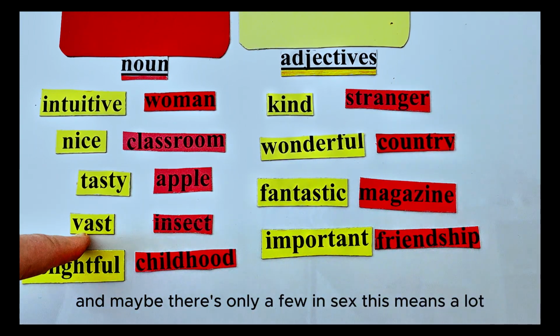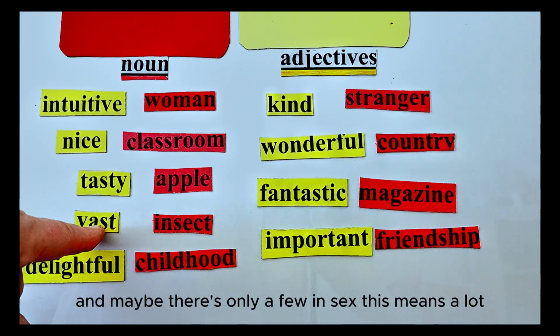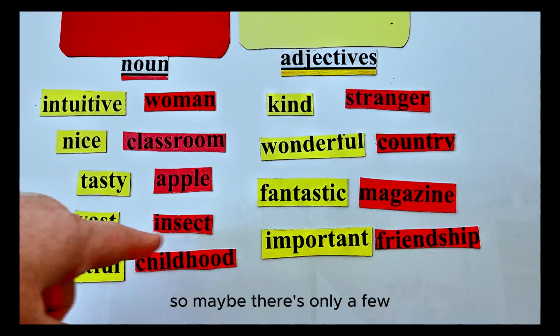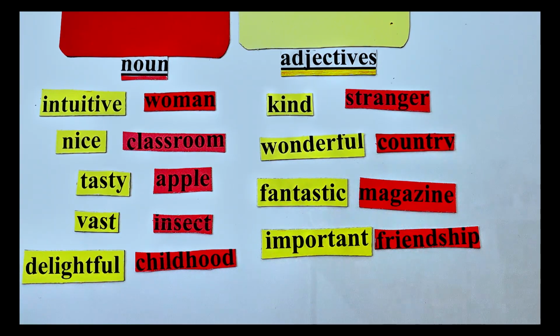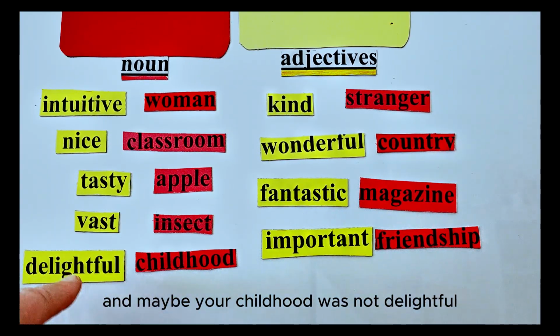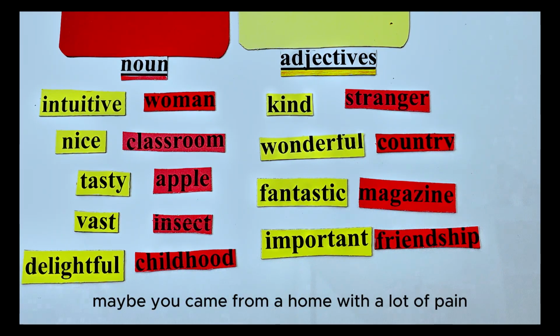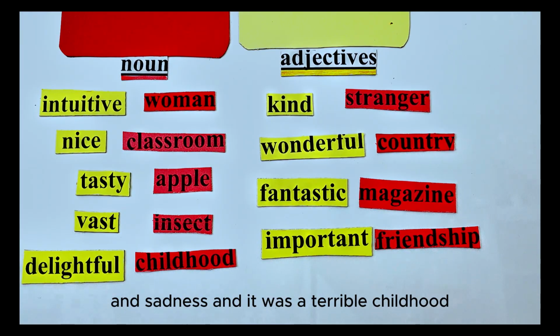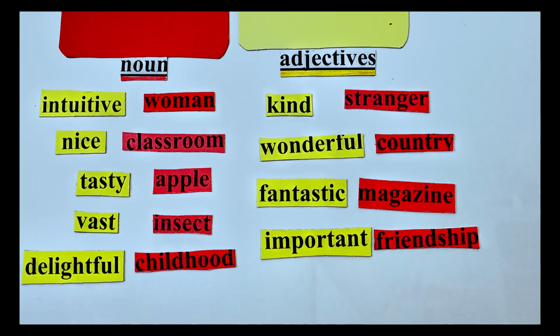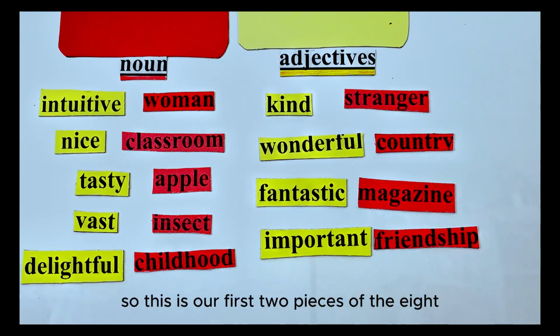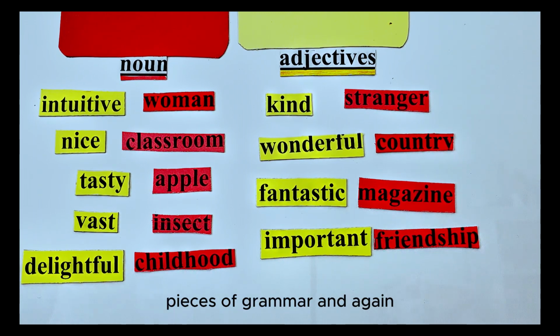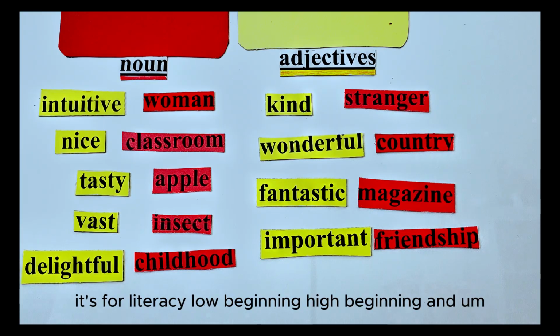And maybe there's only a few insects. This means a lot. So maybe there's only a few, but we still have to put the S. And maybe your childhood was not delightful. Maybe you came from a home with a lot of pain and sadness, and it was a terrible childhood. Okay? So, this is our first 2 pieces of the 8 pieces of grammar. And again, it's for literacy, low beginning, high beginning.